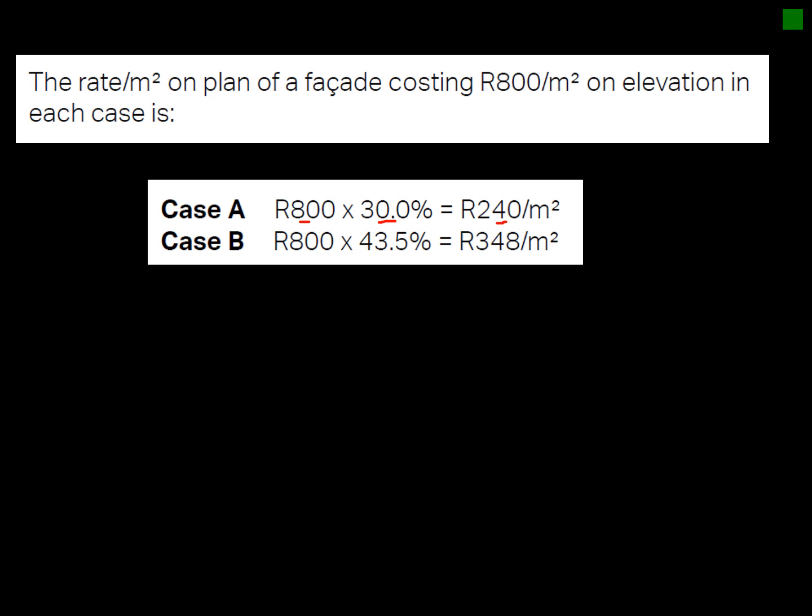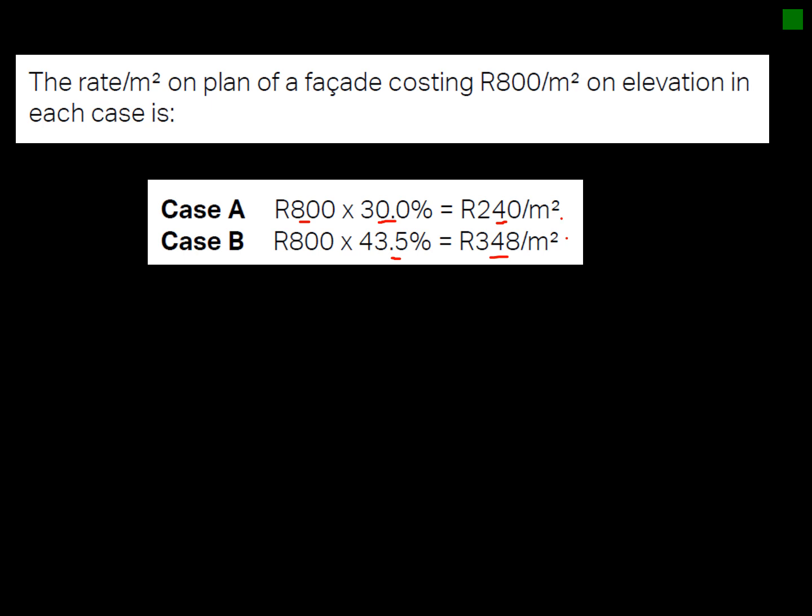This now excludes any installation like tiling, because your tiling will be the same. It doesn't really change, and the rate and the area won't influence it too much. But then looking at case B, where your ratio is 43.5%, it will work out to 348 Rand per square meter. So you can see how the shape immediately had an influence on the cost of your external facade.